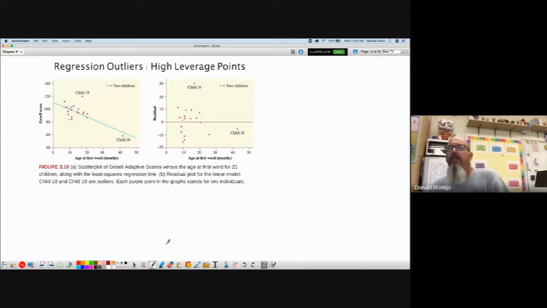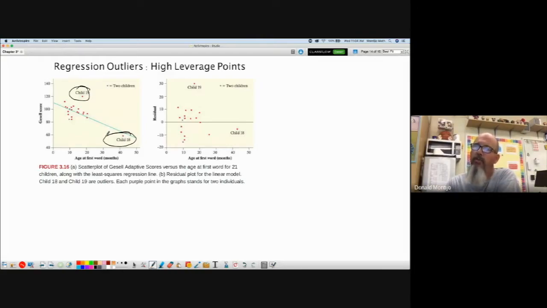They took the age at which you spoke your first word as the explanatory variable and your intelligence as your response variable. So what they were trying to do was predict, if we know what age you were when you first spoke, can we predict your IQ later in life? And you notice that there are a couple of unusual points. Child 19 and child 18 are unusual.